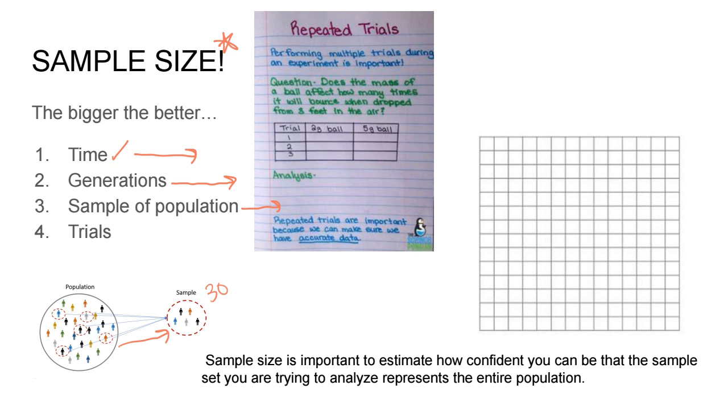We usually try to get 30 as a good sample size. And also, when you are doing an experiment, you need there to be more than one trial, right? Because if you only do one trial, you might get a weird result that is not representative of what would happen if you kept doing it over and over again.